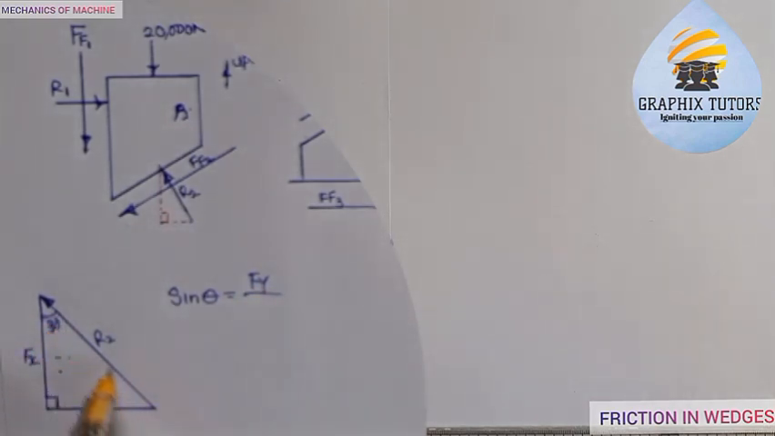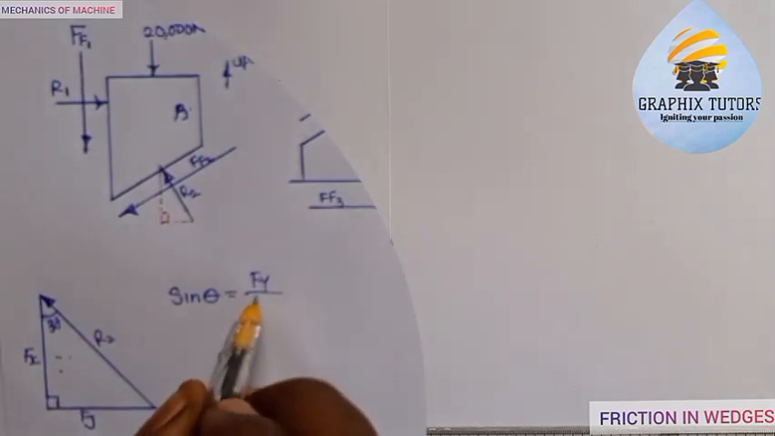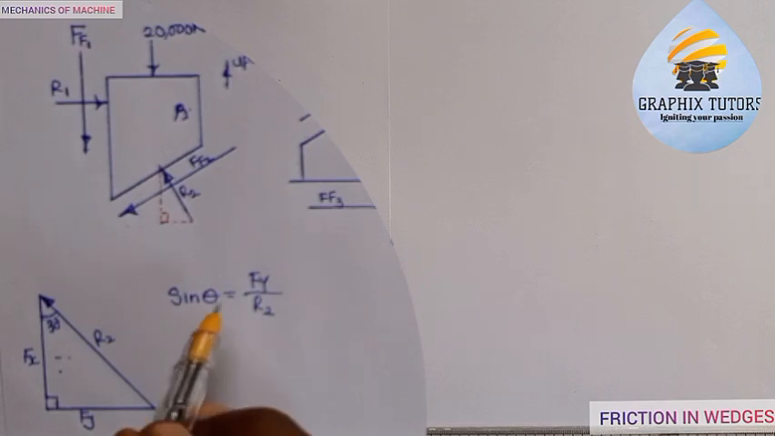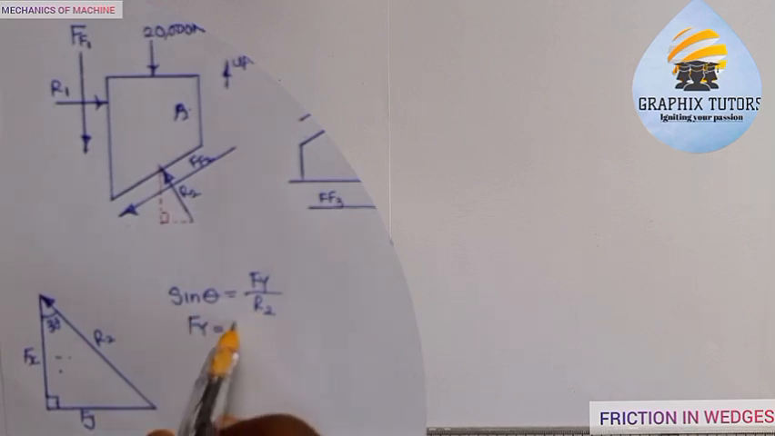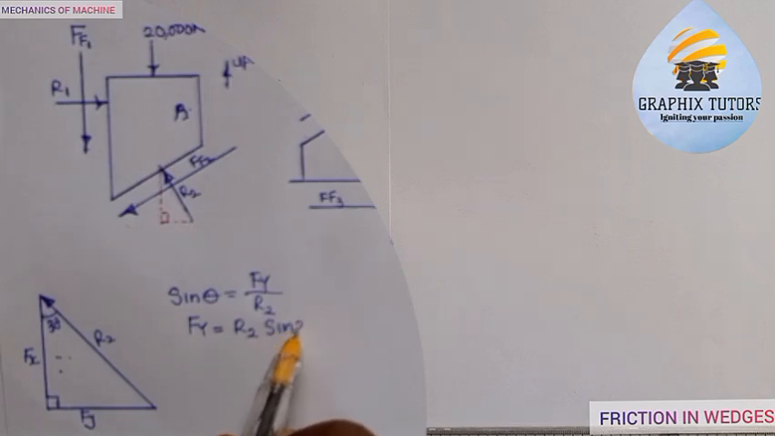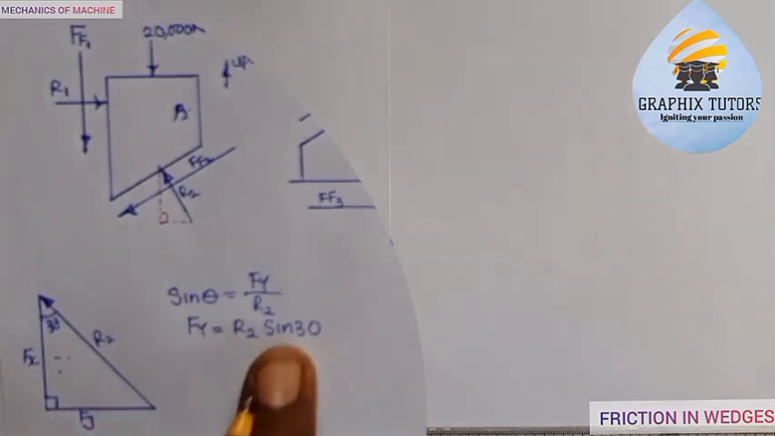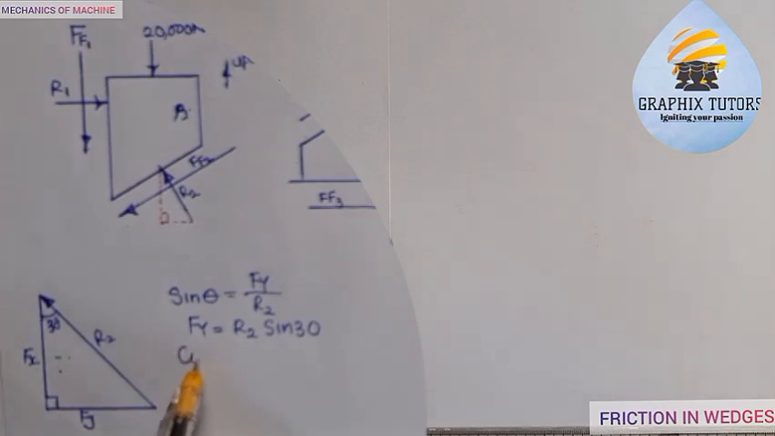hypotenuse is the longest side, that is the force itself, which is R2. So now we're having theta is 30, so I will say that my Fy, I want to cross multiply, this will come here to be R2 sine 30. How good now? So we have R2 sine 30. Then the next one, we will now consider cos.